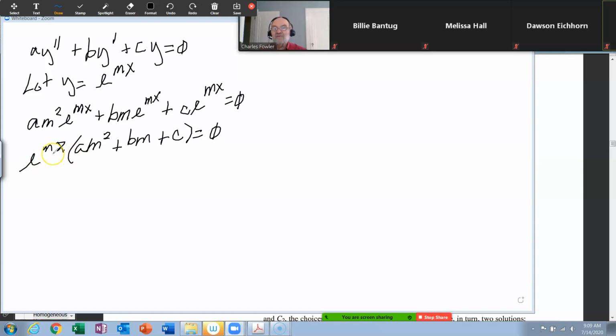And guess what? E to the mx can never, ever, for any value of x, be equal to 0. It's always a positive function, whether you have a positive m or a negative m, it doesn't matter. It never reaches 0. So therefore, we can divide it out. It will never be 0, so it won't ever solve this equation. So what we have here is what we call the auxiliary equation, am squared plus bm plus c is equal to 0.